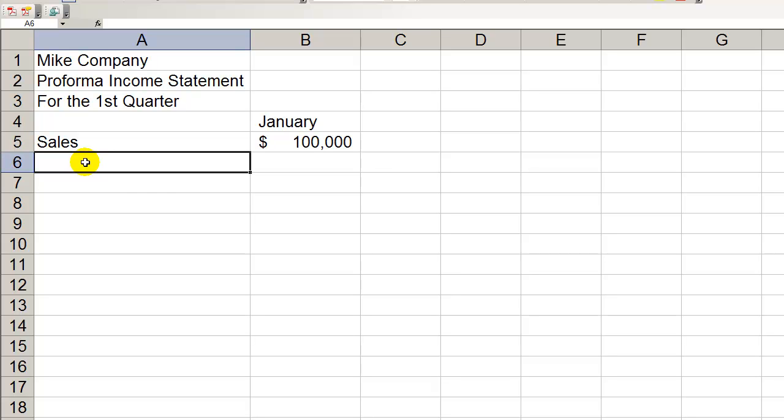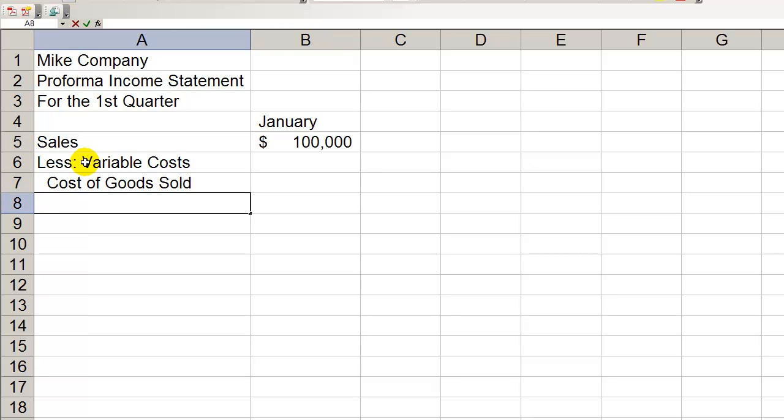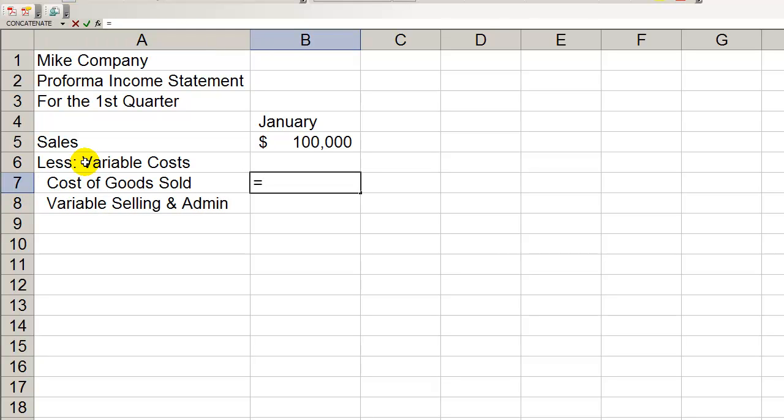In a contribution margin income statement, which is what we were preparing, we then subtract out all of our variable costs. We have two basic variable costs. The first is our cost of goods sold, and the second is our variable selling and administrative expenses. Cost of goods sold we've already calculated on our purchases budget.